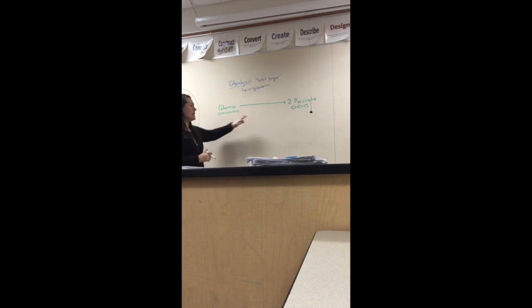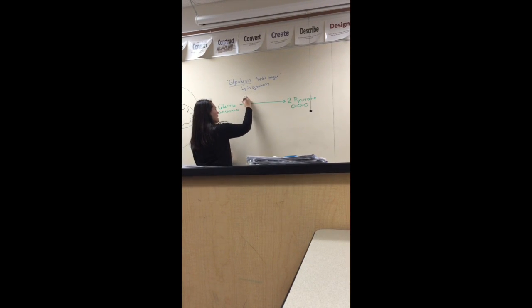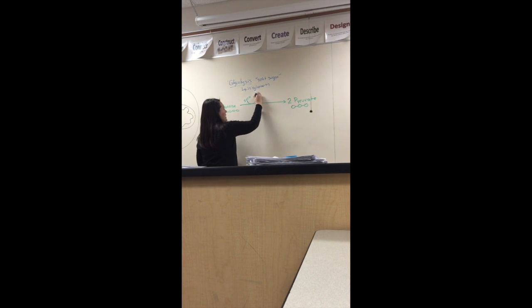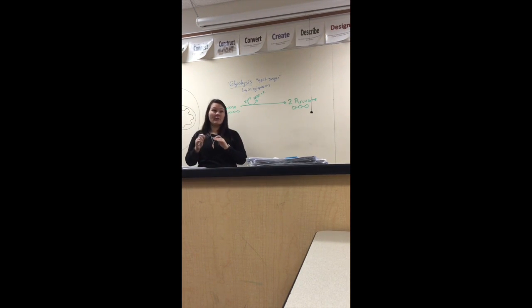So to initiate this reaction, to go from glucose to pyruvate, what is required? What do we need to start this reaction? Yeah, ATP. So I need to put 2 ATP into this equation. And what comes out? ADP and inorganic phosphate, right? That inorganic phosphate is actually going to be part of that pyruvate molecule.